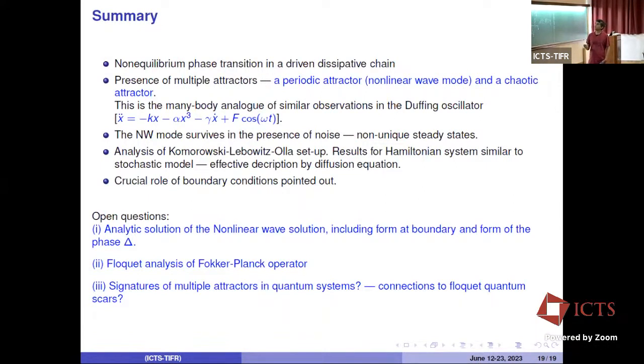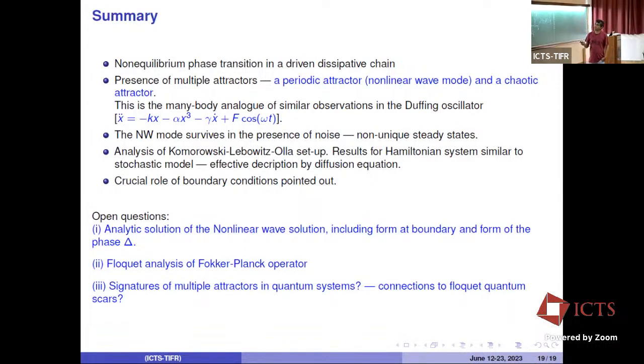So the summary is that this is an interesting system where you have a driven dissipative chain. And I think it's interesting that when people talk of periodically driven systems, they usually drive everywhere. But here it's a slightly different setup where the drive is only at one end, which allows one to get a sort of current carrying steady state.